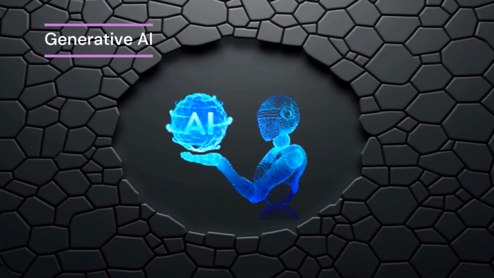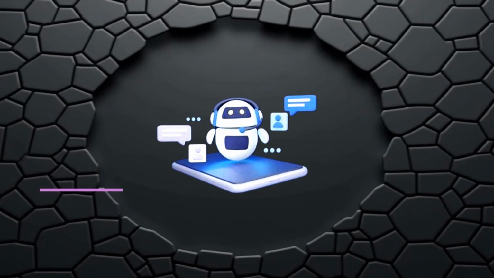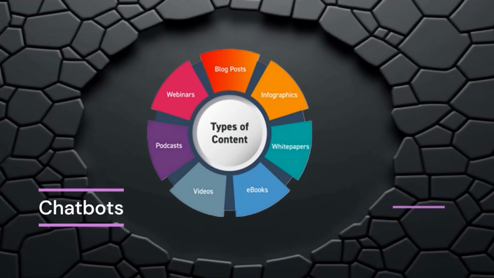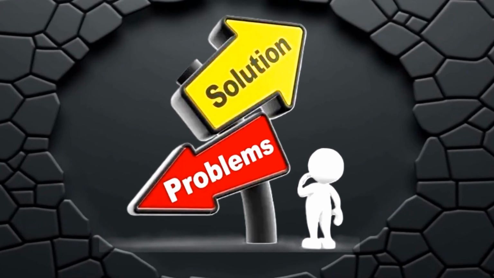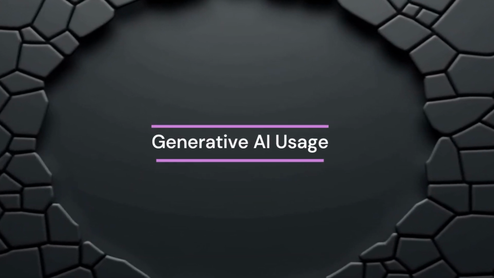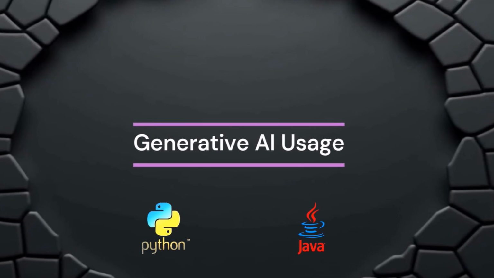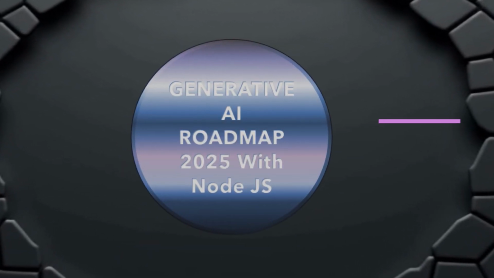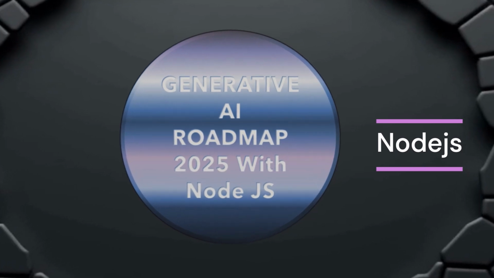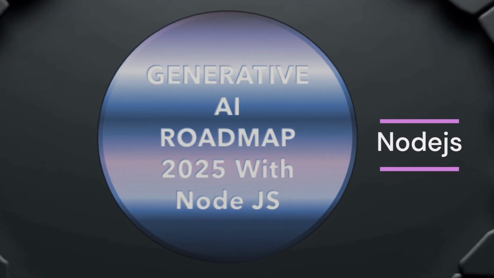Generative AI is revolutionizing industries, enabling innovations like intelligent chatbots, creative content generation, and dynamic problem solving systems. While there are multiple ways to use generative AI, whether through Python, Java, or Node.js, this roadmap specifically focuses on leveraging Node.js to integrate AI capabilities into applications seamlessly.